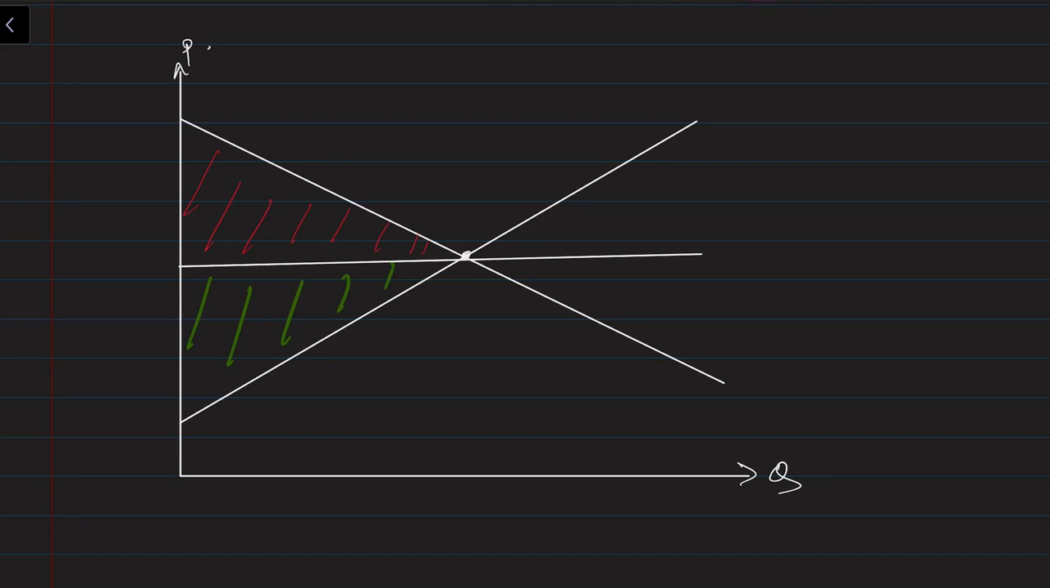Now let's say there is a tax wedge. So let's say this is the tax wedge. Okay, so this is the tax. Now what is the price paid by the buyers? So this is the price paid by buyers, right? And what is the price received by sellers? So this is the price received by sellers.